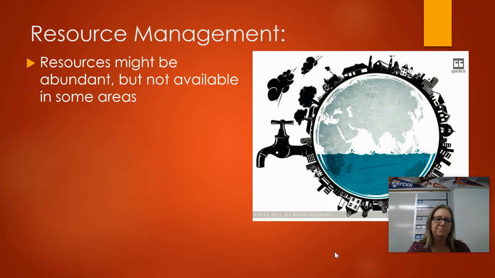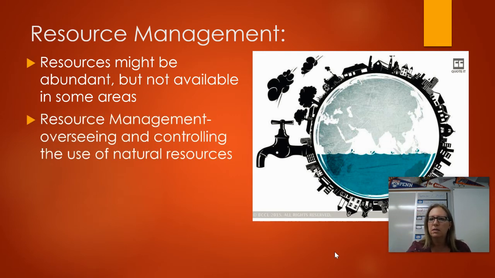Like I said, with the water, there might be plenty of it and it might be a renewable resource, but it might not be available in some areas. A lot of desert regions undergo some pretty severe droughts that then cause them to experience famines because their food won't even grow. So we have to learn how to spread that around and get those abundant resources to people that might not have it otherwise. The resource management itself is overseeing and controlling the resources and protecting it, using it well, but also making sure it gets to where it needs to go.